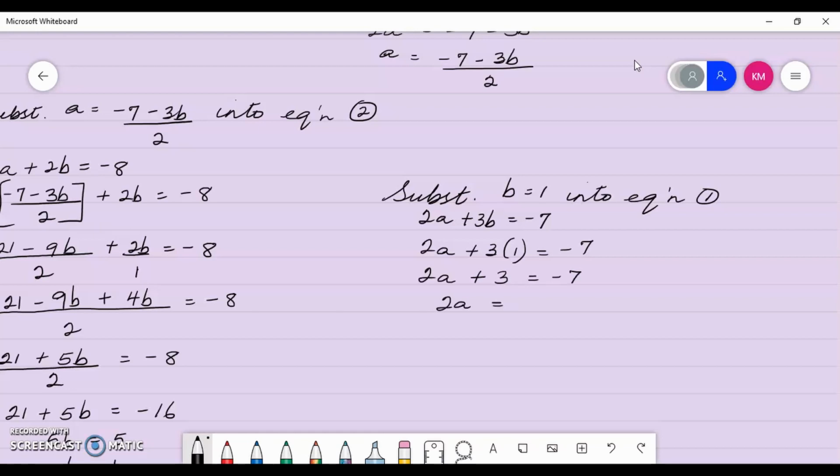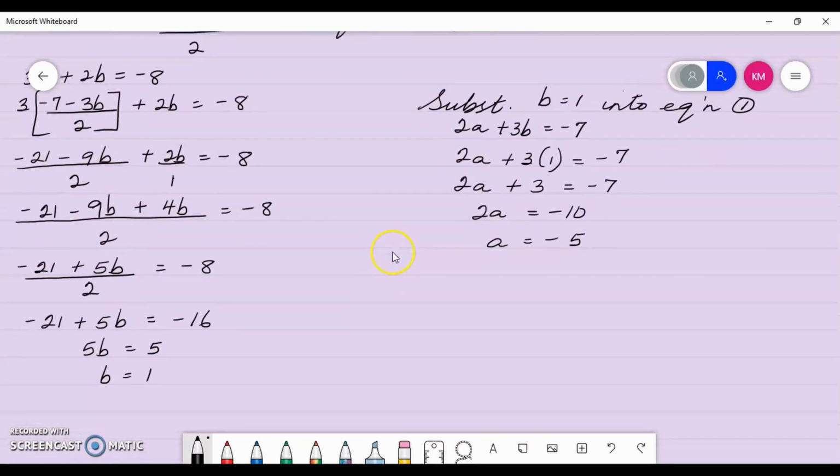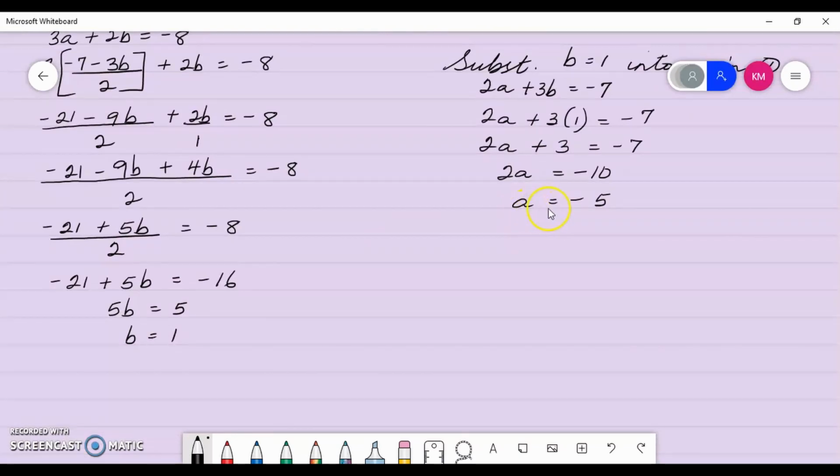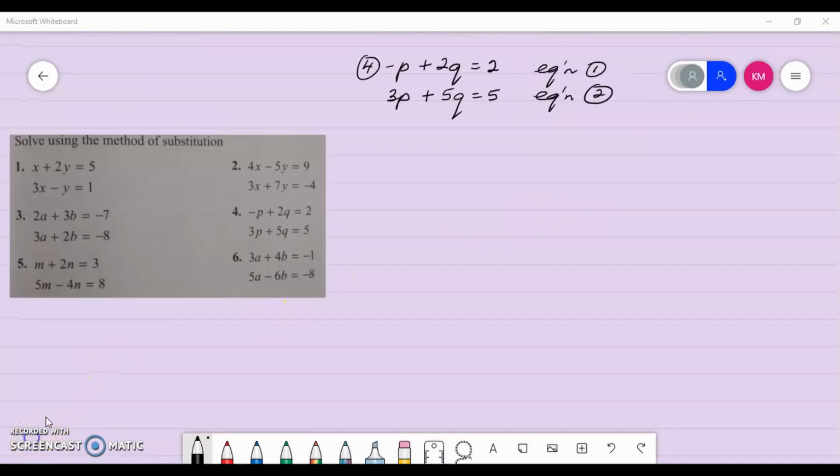2a is equal to negative 7. Take away 3 is negative 10. A is equal to negative 10 divided by 2, negative 5. So there you have it, your values of a and b. A being negative 5 and b being 1.